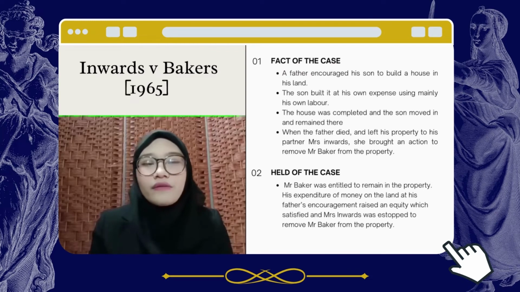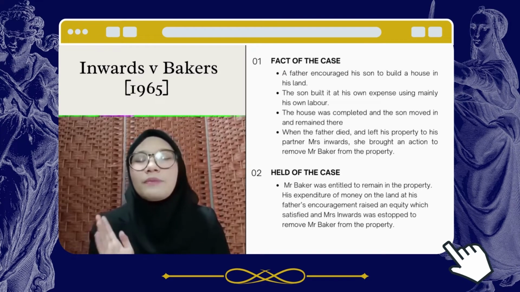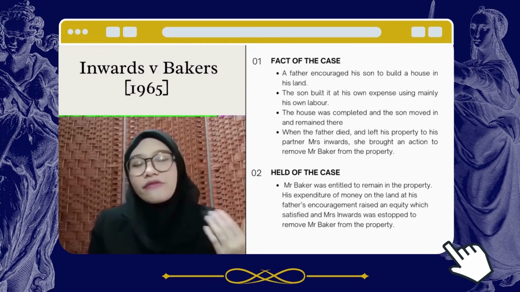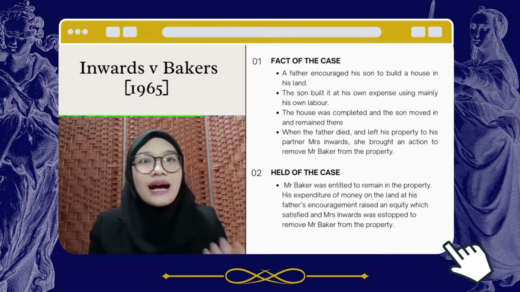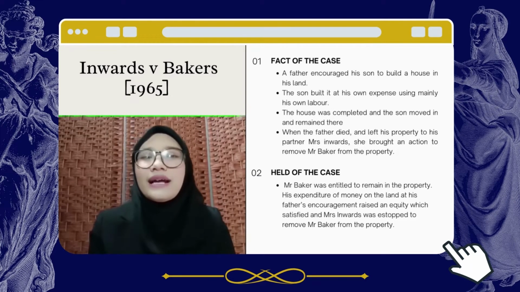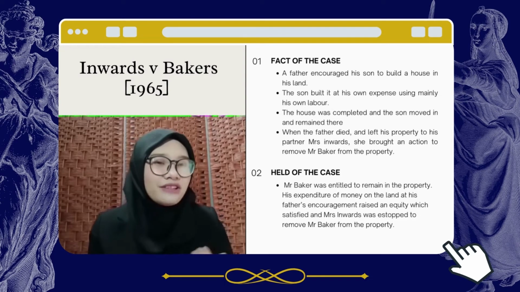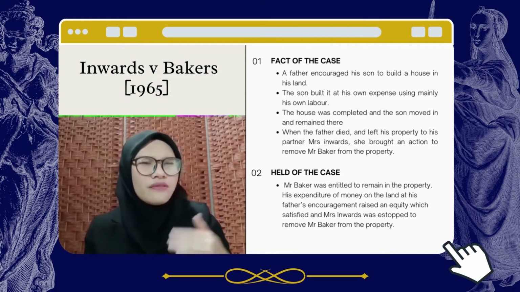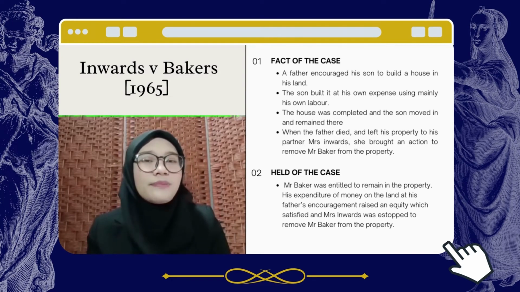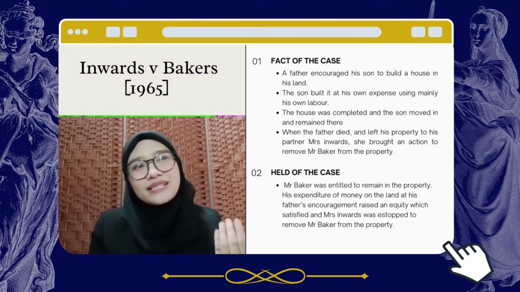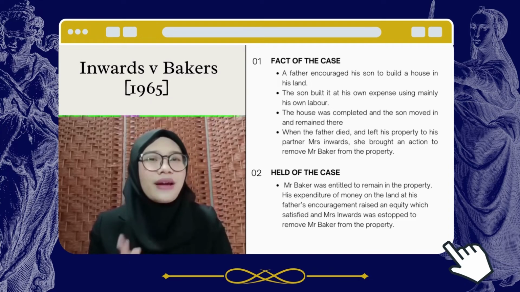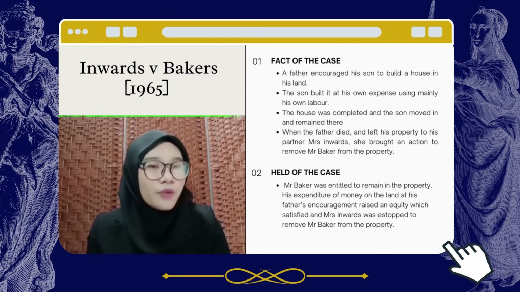The case of Inward vs. Baker 1965 is the perfect example of preparatory estoppel. In this case, a father encouraged his son to build a house on his land. The son built it at his own expense using mainly his own labor. The house was completed and the son moved in and remained there. So when the father died and left his property to his partner, Mrs. Inward, she brought an action to remove Mr. Baker from the property. So the court held that Mr. Baker was entitled to remain in the property.